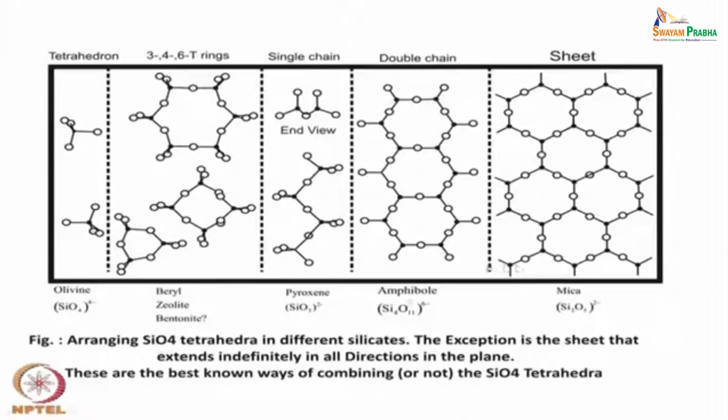In summary, we have seen that the isolated silicon oxygen tetrahedra are called the olivine structure, and this is called the beryl structure. There can be rings. I have given you 2 examples, a 3 member ring and a 6 member ring, but it can be a 4 member ring also. So, there are different compounds present: beryl, zeolite and bentonite.